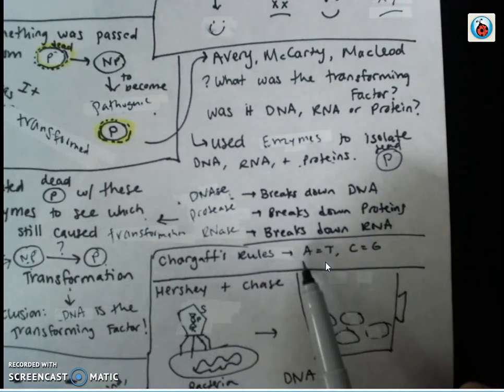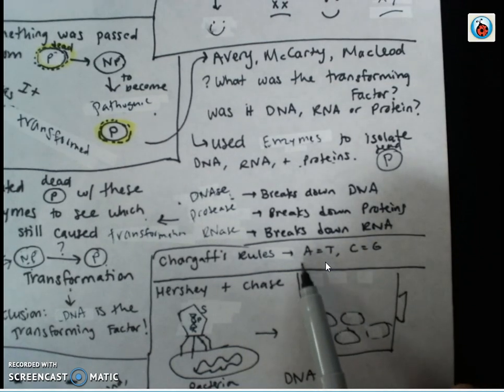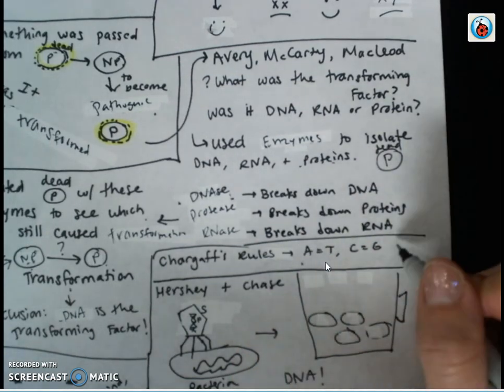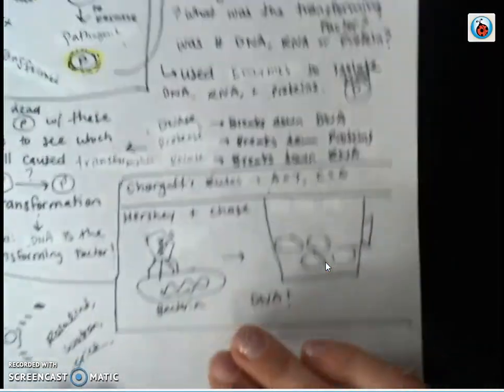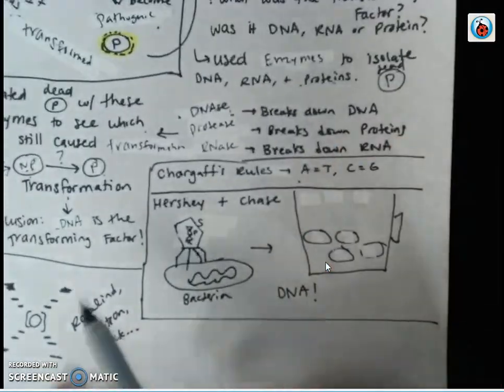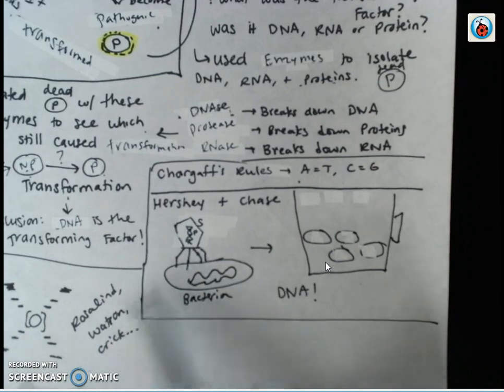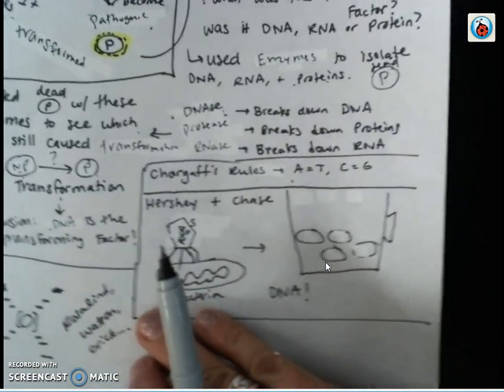So Chargaff figured out that the amount of A in a DNA strand equals the amount of T, the amount of C equals the amount of G, and that's what we call base pairing. So that was 1947. And then we have 1952, 51, Hershey and Chase, happening around the same time as Watson and Crick and Rosalind Franklin.